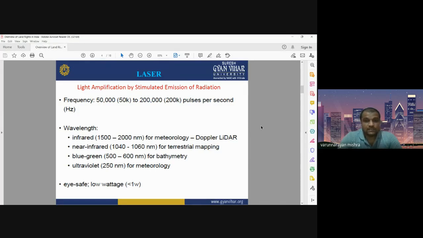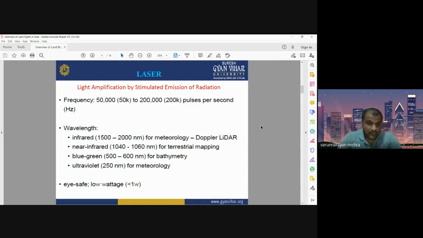You all must have heard this word laser. Laser is used to produce the optical pulses. Its full form is light amplification by stimulated emission of radiation, LASER. In physics, if you are from a physics background, you must have heard this word. Laser is used to produce very high energy optical pulses. Its frequency is around 50,000 to 2 lakh pulses per second, meaning in a second it can produce 50,000 to 2 lakh pulses.